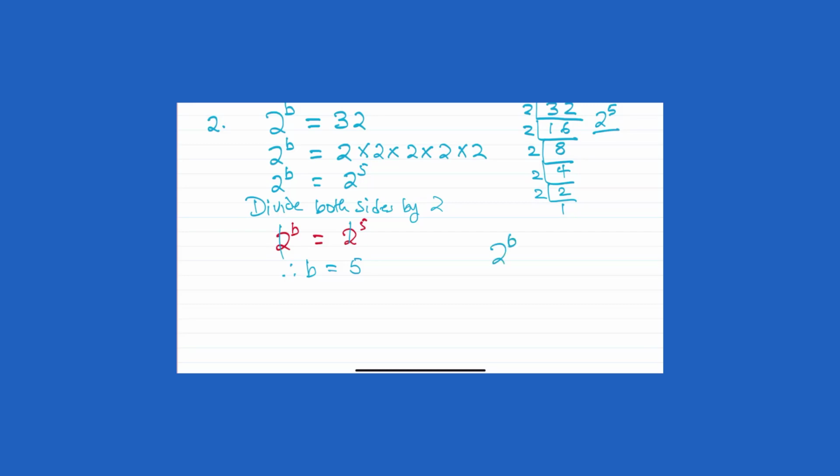So we have 2 to the power of b equals 5. And 2 to the power of 5 will be 2 times 2 times 2 times 2 times 2, and that will give us 32. So that shows question number 2 is correct. I hope you are getting a hang of it.